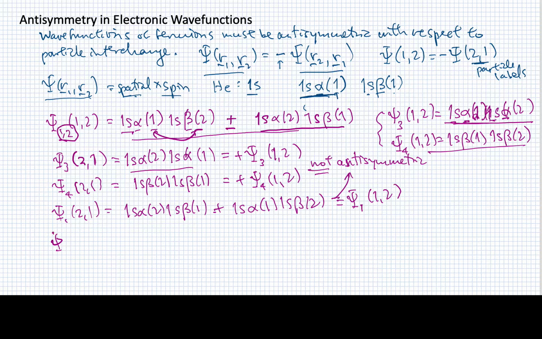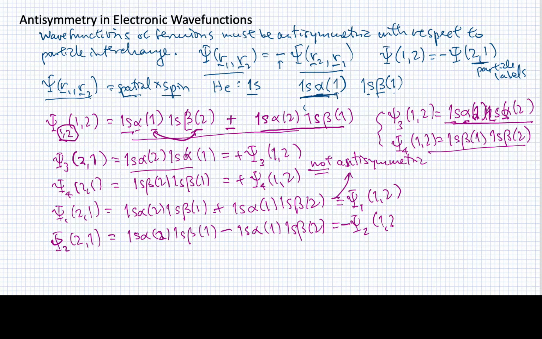So the only one that's going to end up being antisymmetric, and I think you could anticipate this, is the last one, which is 1s alpha 2, 1s beta 1, minus 1s alpha 1, 1s beta 2, and that's going to be equal to negative of the same wave function with its electrons in the right order. So this one is in fact an antisymmetric wave function, and so it is the one that obeys the rules for electrons.